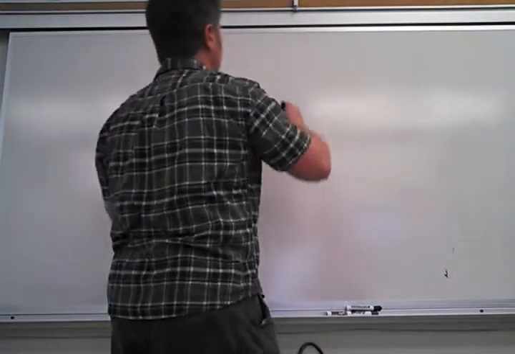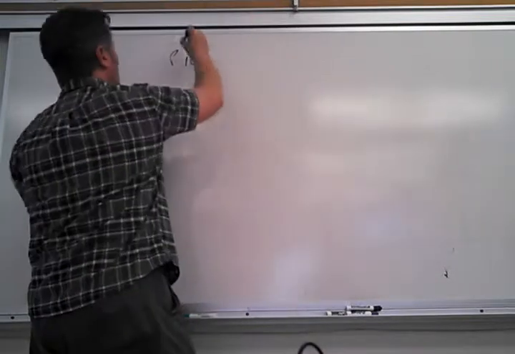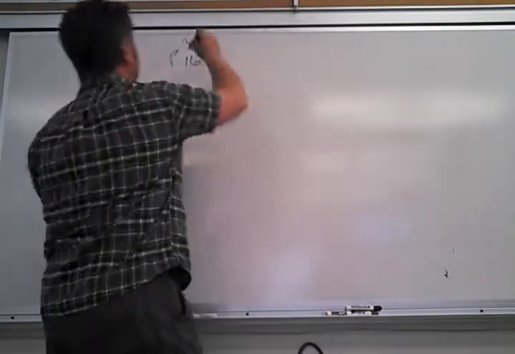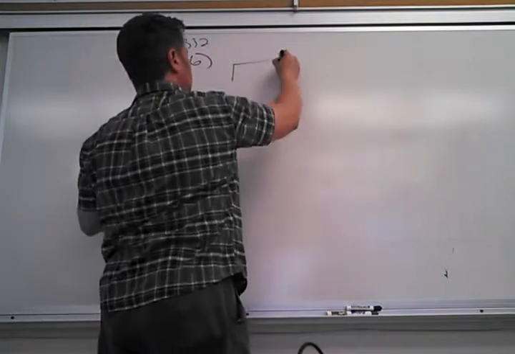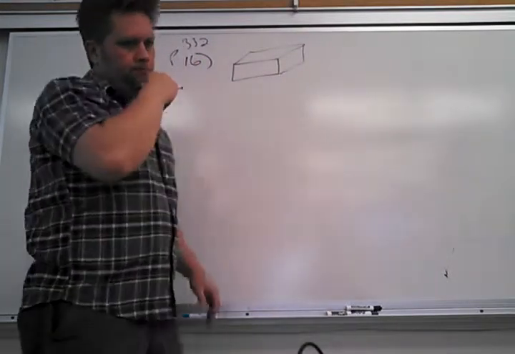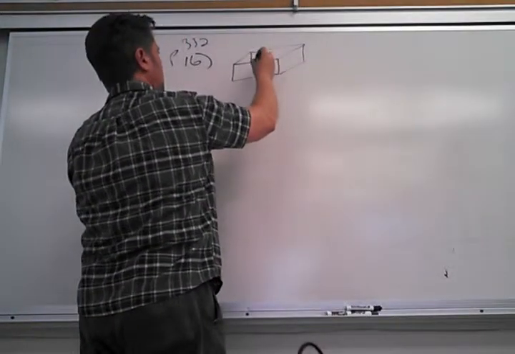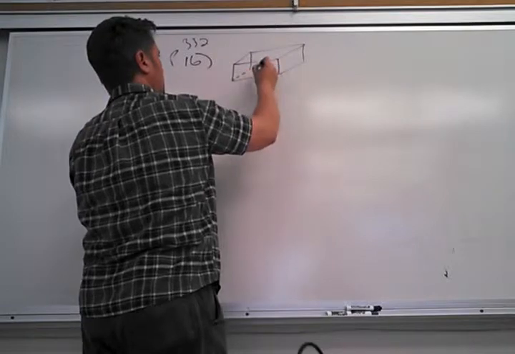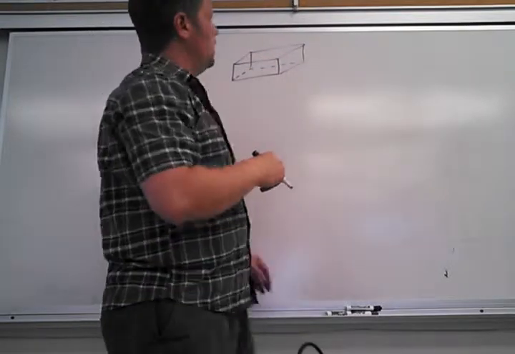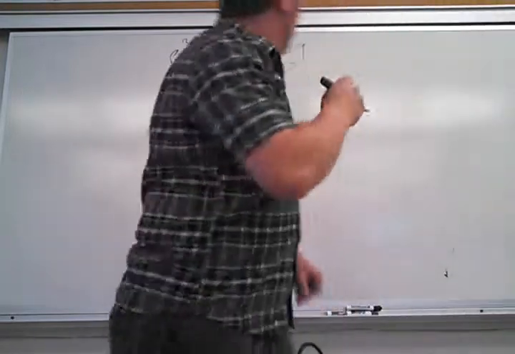Number 16: a rectangular storage container with an open top is to have a volume of 10 cubic meters. This is 4-7 still, page 3. So it's open top, with a 10 cubic meter volume.